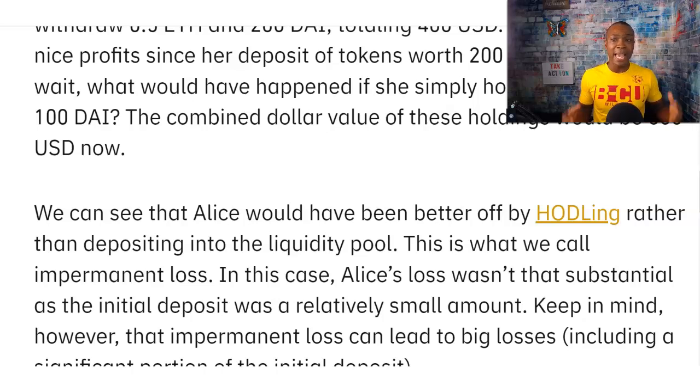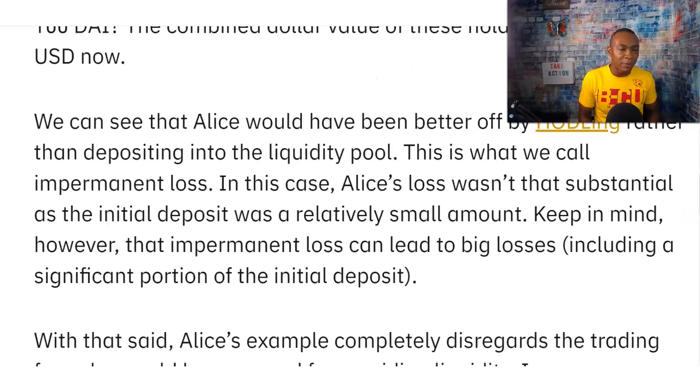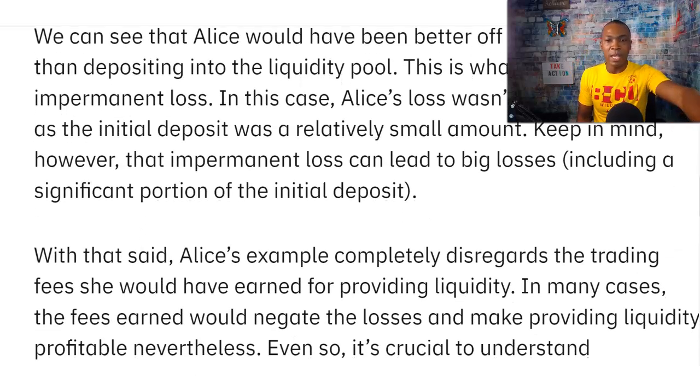In this case, Alice's loss wasn't that substantial, because the initial deposit was a very small amount. Keep in mind, however, that impermanent loss can lead to big losses, including a significant portion of the initial deposit. So in her case, it wasn't a big loss because she only deposited a smaller amount. But it could have been a lot more.